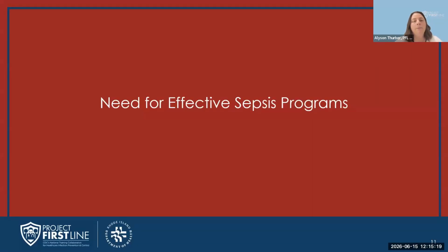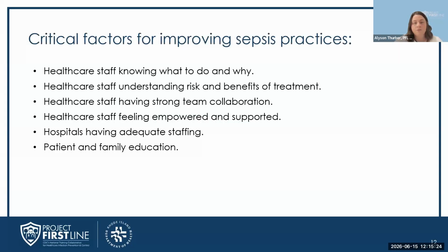So let's start talking about sepsis programs. There were 6 factors that were identified as critical for improving the delivery of recommended sepsis practices. And this includes healthcare staff knowing what to do and why, healthcare staff understanding the risks and benefits of treatment, healthcare staff having strong team collaboration, healthcare staff feeling empowered and supported, hospitals having adequate staffing, and lastly, patient and family education.